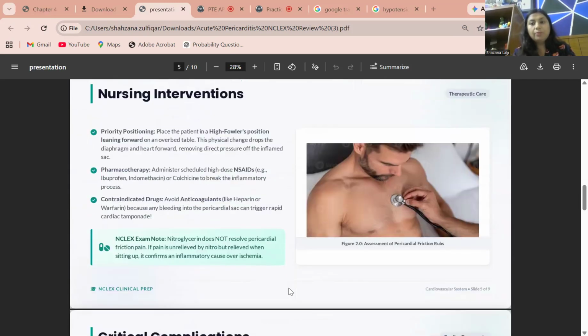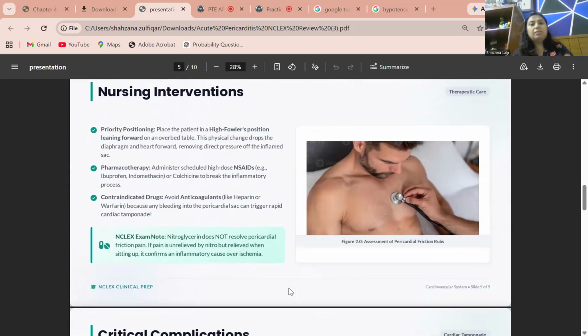Okay, now what are the main nursing interventions? First thing is positioning. Here, the main focus of the nurse is positioning, because the nurse has to settle down the patient and relieve the pain temporarily. So the nurse will assist the patient to sit in high Fowler position, leaning forward over the bed table.